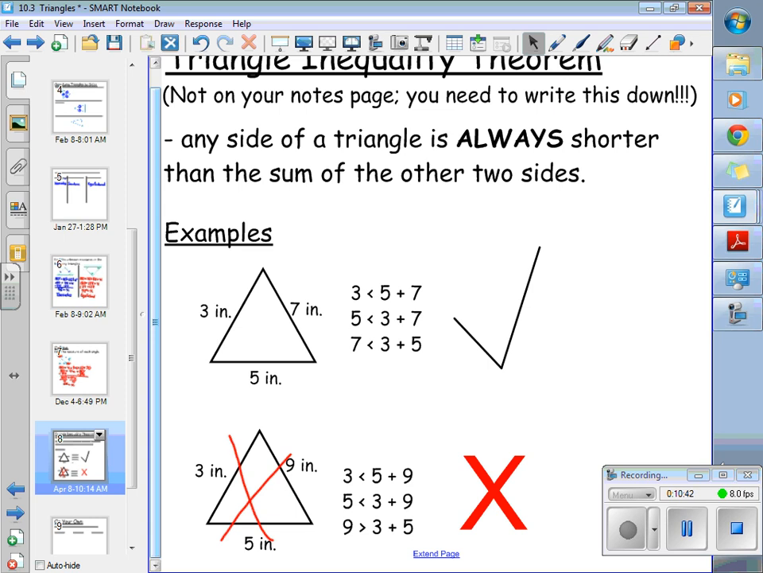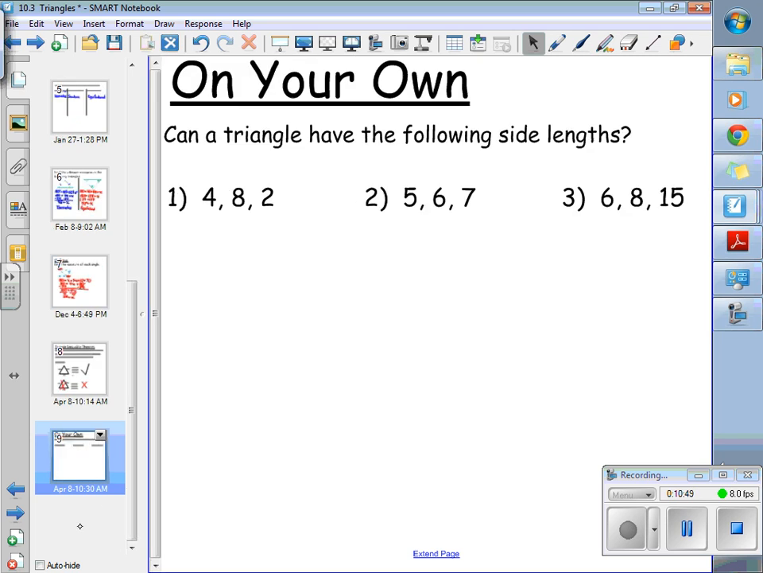So this is an important thing to know. You'll have to be able to work with this in class. So that is the end of our lesson. Oh no, sorry, we've got to practice it. So can a triangle have the following side lengths? 4, 8, and 2. Well, hopefully you can look at this and say 4 plus 2 is less than 8. So this one can't happen.